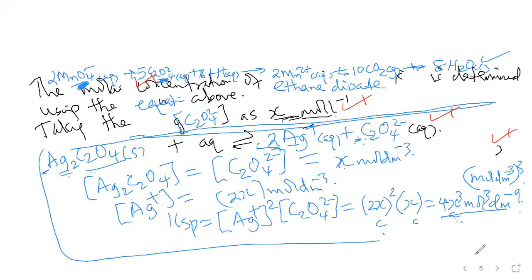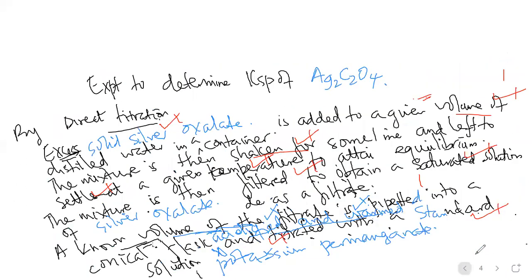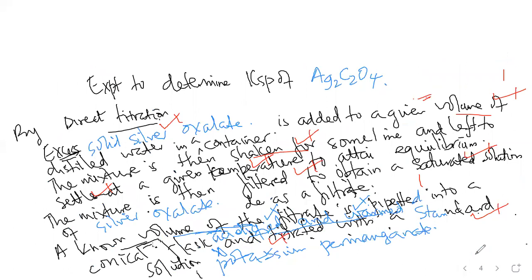Yes, teacher. Lastly, I want us to see how to determine the solubility product constant of an iodate. How do you get that of an iodate using conductivity measurements? In this case, the iodate I'm going to use may be copper 2 iodate.